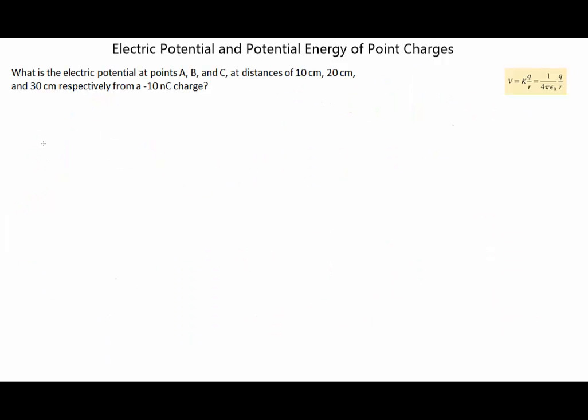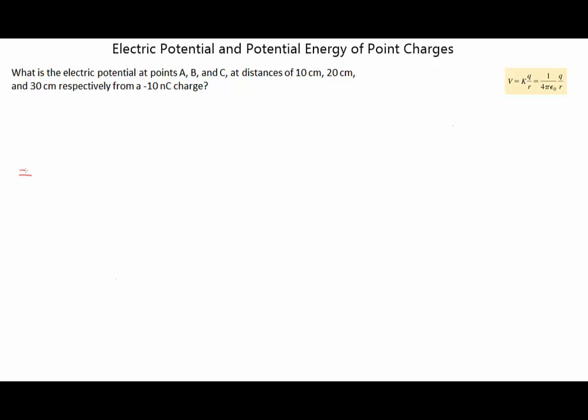Okay, with all that in mind, let's take a look at this problem. It's asking for the electric potential at points A, B, and C, which are at distances of 10 centimeters, 20 centimeters, and 30 centimeters, respectively, from a negative 10 nanocoulomb charge. That's the first part of the problem, so let's start with that.